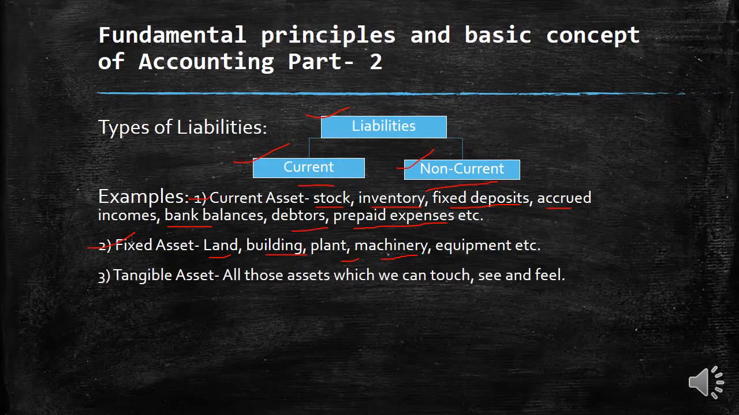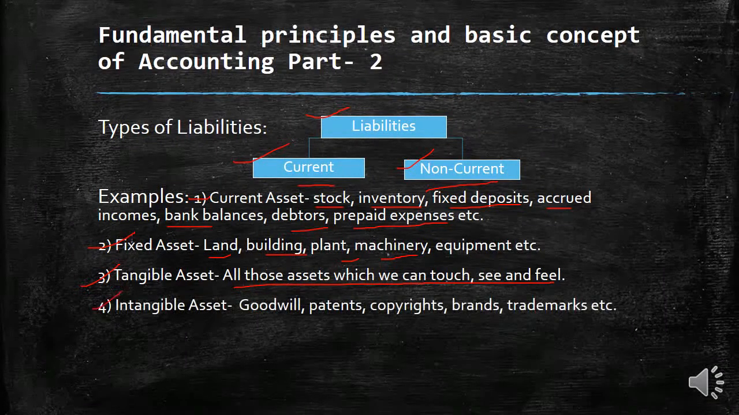The next assets are tangible assets. The examples are all those assets which we can touch, see and feel physically, like the cash you have or the building or the machinery or the car you have. Everything is tangible assets. Okay, now I'll go to intangible assets. Which are intangible assets? Those assets which we cannot feel physically, like goodwill, patents, copyrights, brands, trademarks, etc.